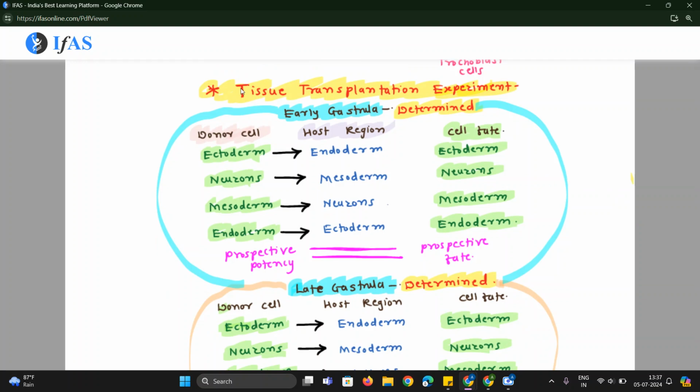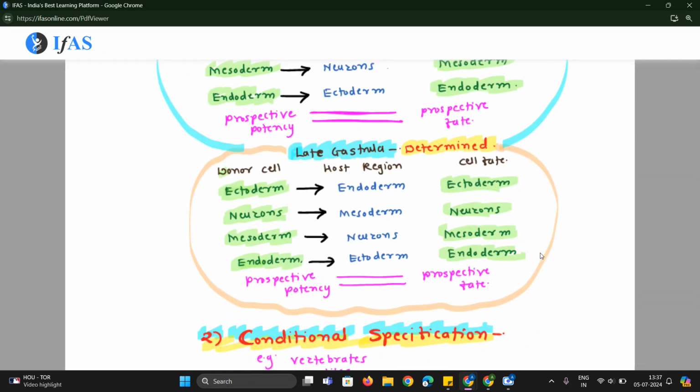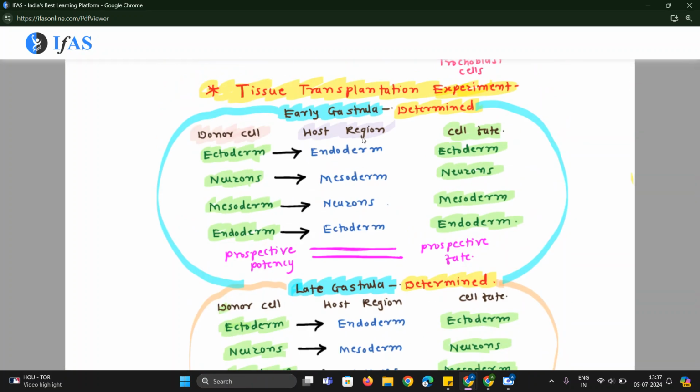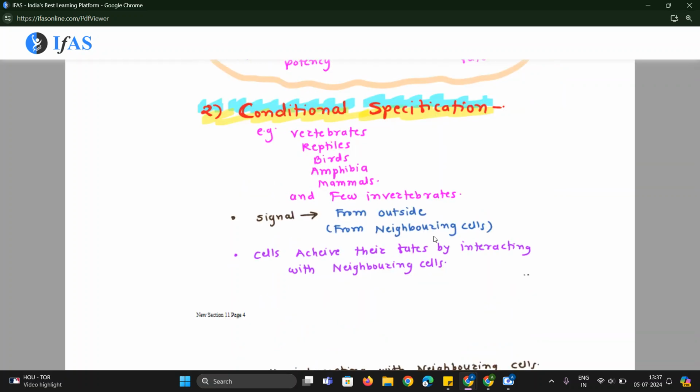And this is the tissue transplantation experiment. Many questions came from this. If the donor cell is ectoderm and the host cell is endoderm, then what is the cell fate? It becomes ectoderm. If the donor cell is endoderm and the host region is ectoderm, then it forms endoderm. Like this, you can see that early gastrula and late gastrula are different.